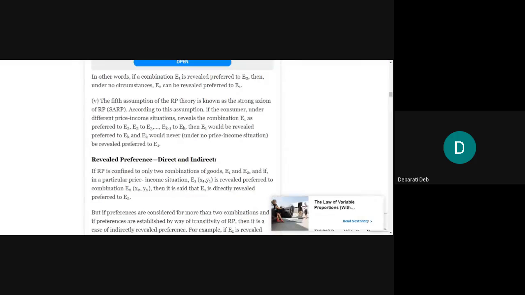This is SARP. What is this assumption? According to this, if the consumer under different price income situations reveals the combination E1 as preferred to E2, now say different situations are given. In the weak axiom, a particular price income situation was there. Now in the strong axiom, there are different price income situations, and it is revealing that the combination E1 is preferred to E2, then E2 is preferred to E3, like that. Each combination is having a little bit more preference than the other combination.